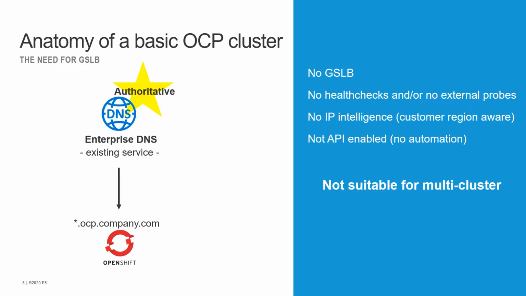There's no IP intelligence in traditional DNS. So geolocation, making sure that users are directed to the closest resource, or that users who do not have access to a resource because they happen to be, let's say, in North Korea, are not able to access a particular application resource. And there's not really an API automation. There's no API enablement, no automation in traditional DNS.